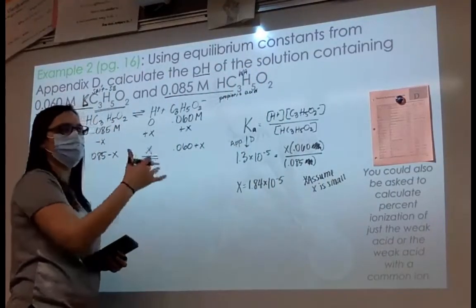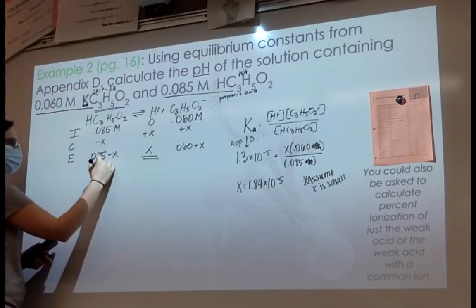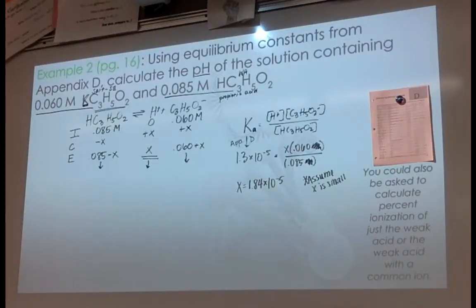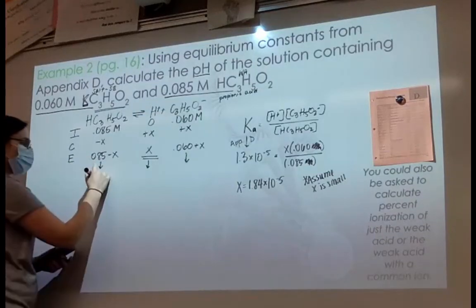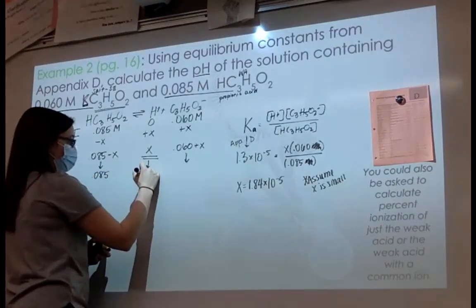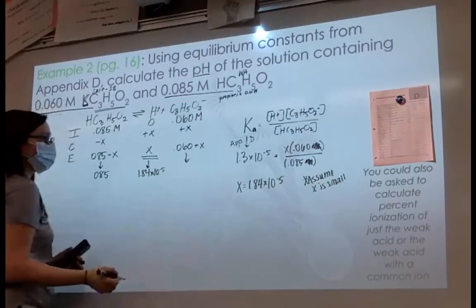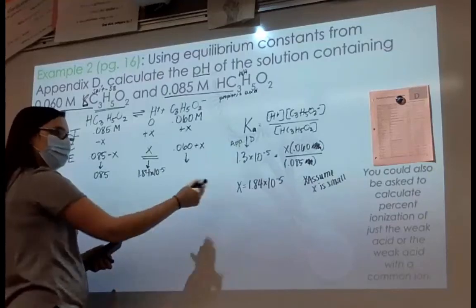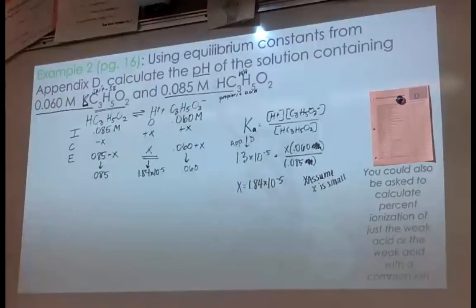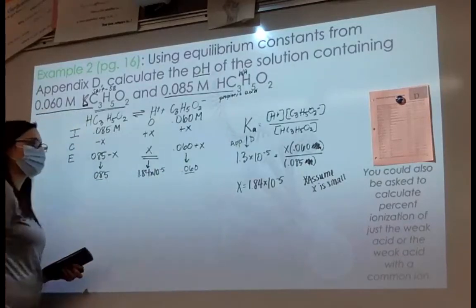Now here's why we assume x is small. I want to show you with this equilibrium row. If I plug x back into this equilibrium row, and you do 0.085 minus 1.84 times 10 to the negative fifth, if I kept it to 2 sig figs like this, you still get 0.085. But if I do 0.06 plus 1.84 times 10 to the negative fifth, I'm still getting 0.06. So see how x is so small that it doesn't actually affect these equilibrium concentrations.